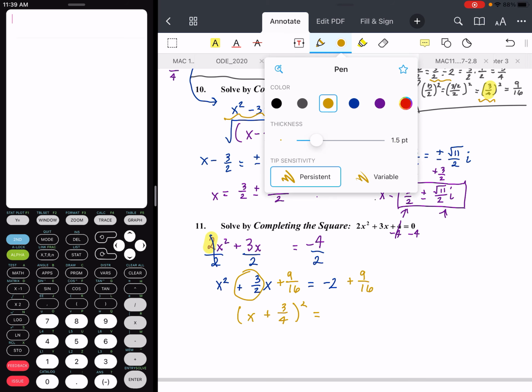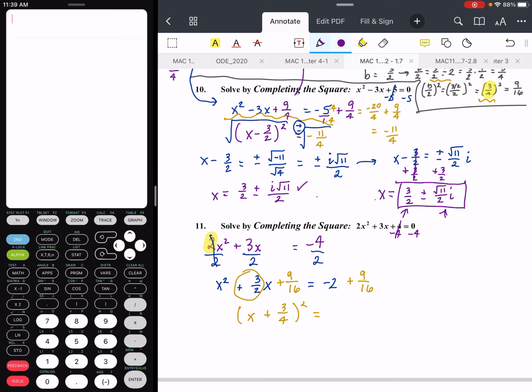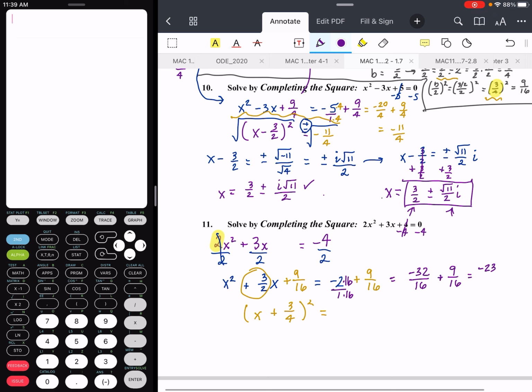On the right-hand side, we need to go ahead and add −2 plus 9/16. To add, I'll make −2 a −2/1. Got my common denominator by multiplying top and bottom by 16. So I have −32/16 plus 9/16. −32 plus 9 gives me −23 with a 16 in the denominator. So (x + 3/4)² equals −23/16.